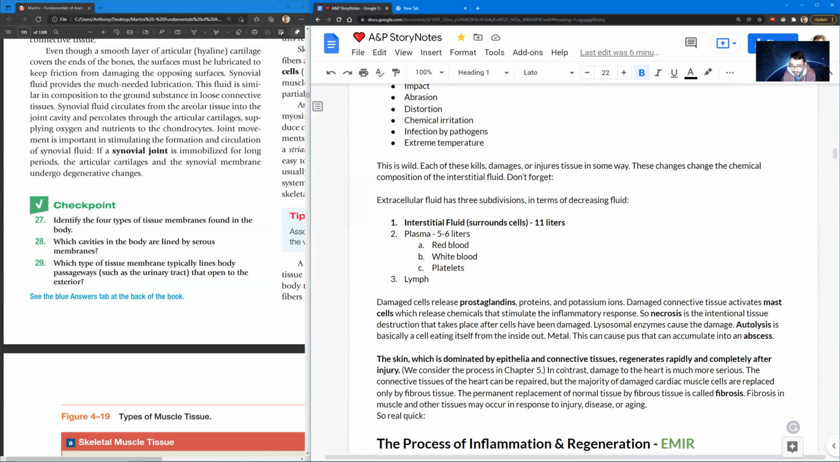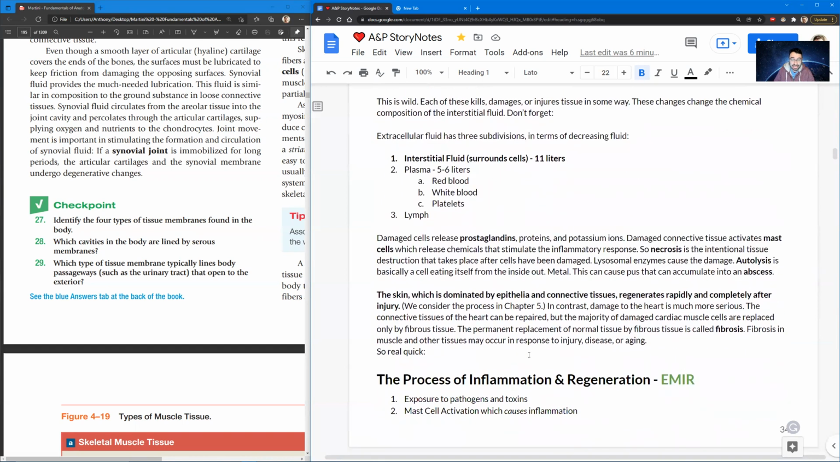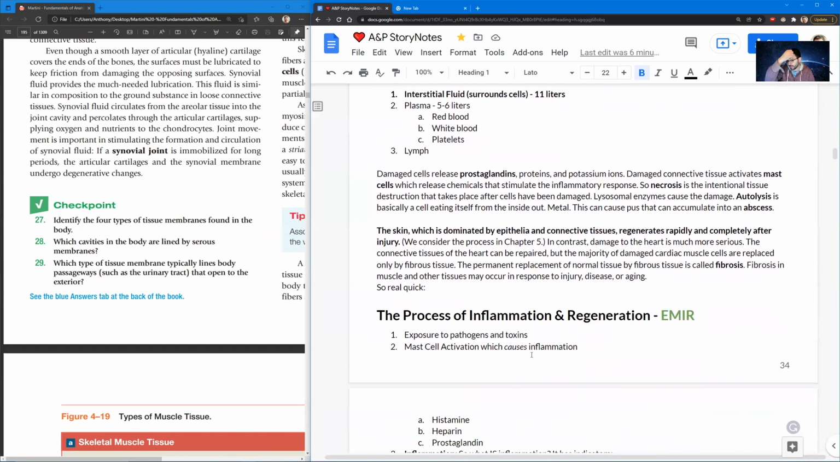Lysosomal enzymes cause the damage. Autolysis, lysis means cell bursting, is a cell eating itself from the inside out. That's metal. And that can also cause pus that can accumulate into an abscess. All right. Now, the skin, which is dominated by epithelia and connective tissues, regenerates rapidly and completely after injury. We'll talk about that when we talk about the integumentary system in chapter 5.